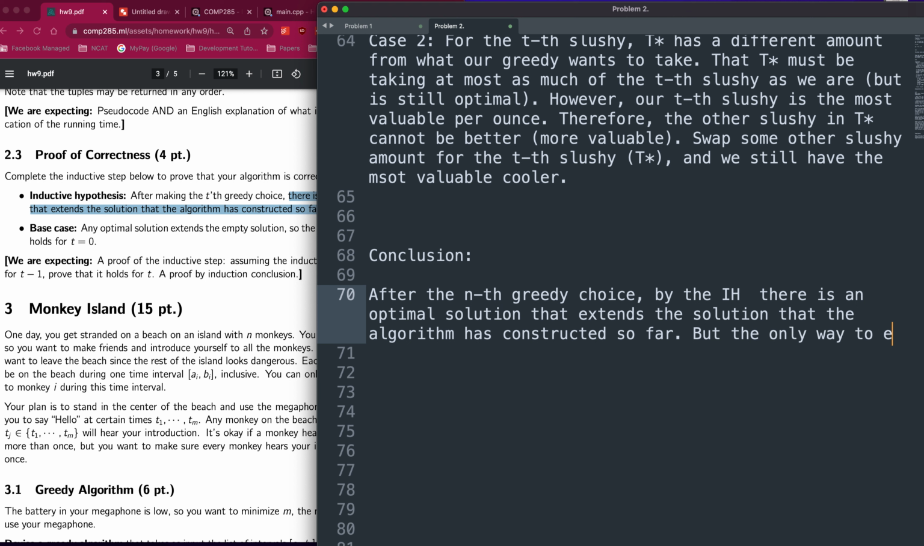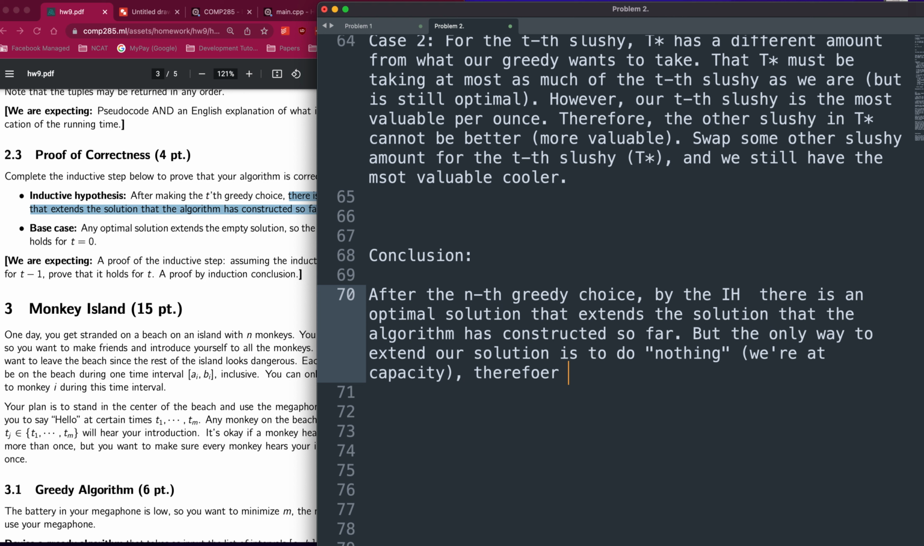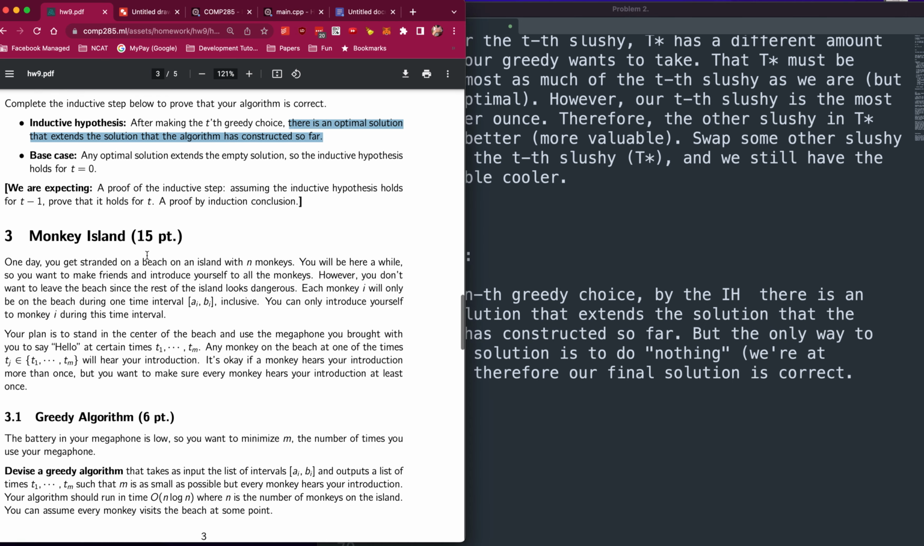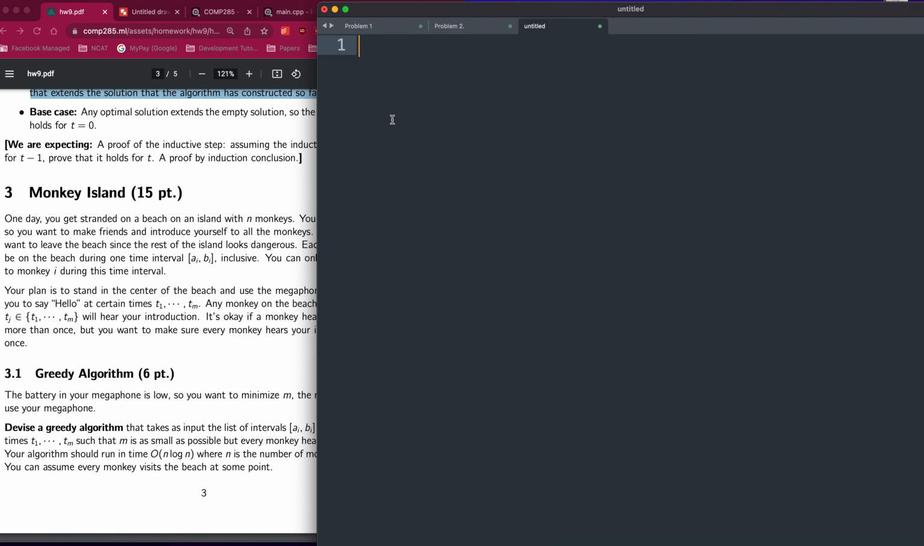the only way to extend our solution is to do nothing to it, right? Because we've already picked all of the slushies. We've already processed all of these slushies. There's nothing we can do to extend it. We've hit the capacity for how much we can fit. We're at capacity. Therefore, our final solution is correct. Okay. Cool. So let's move on to problem 3.